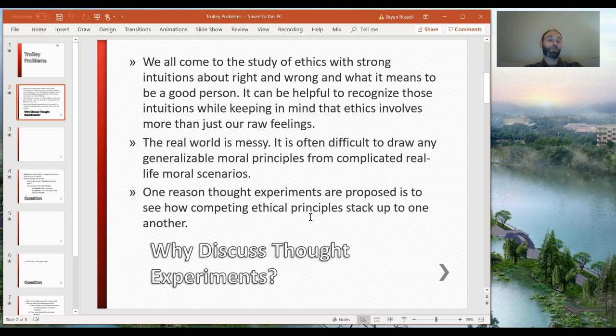The second reason we discuss thought experiments is the real world is often a very messy place. It's often difficult to draw any generalizable moral principles from complicated real-life moral scenarios. So we'll see this when we read chapter 1 in the textbook. It has some interesting real-life cases, and we'll see the discussion of those cases gets really complicated really quickly.